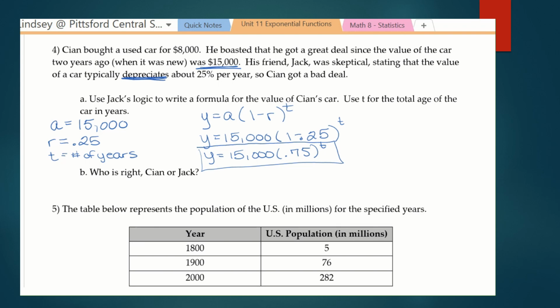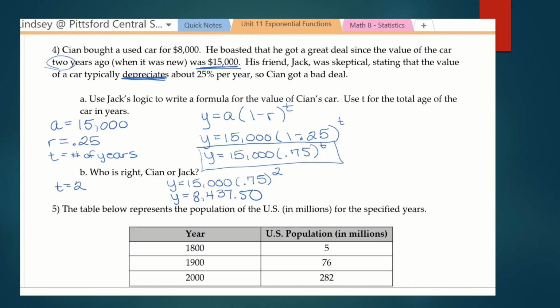So Cyan said the car is 2 years old. So if I plug in a T value of 2, let's see what the car should be worth since it's been depreciating in value. So y equals 15,000 times 0.75 raised to 2. Okay. So going ahead and plugging this into my calculator, again, exactly as it looks, 15,000, parentheses 0.75, close the parentheses, raised to the power of 2. It looks like the car after 2 years will be worth $8,437.50.